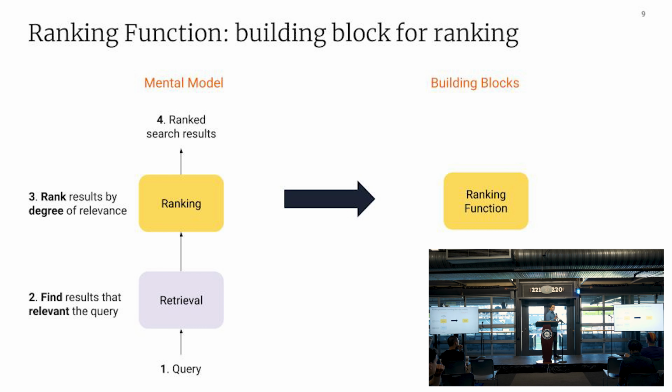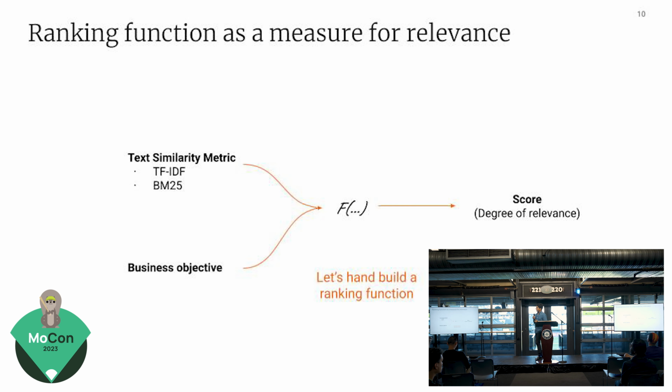And we said that ranking is a measure of the degree of relevance, whether this result is more relevant than the other result. And the best way to define that is by a function. So the building block for ranking is a ranking function. And one way to build a ranking function is to just hand build it, right? So if you're trying to find a query, like teardrop earrings that we saw before, and match it to a document, you can figure out a text similarity score like TF-IDF or BM25 or anything that you come up with. You marry that with a business objective, and you put that in a function that you create from thin air, and now that's your ranking function, right?